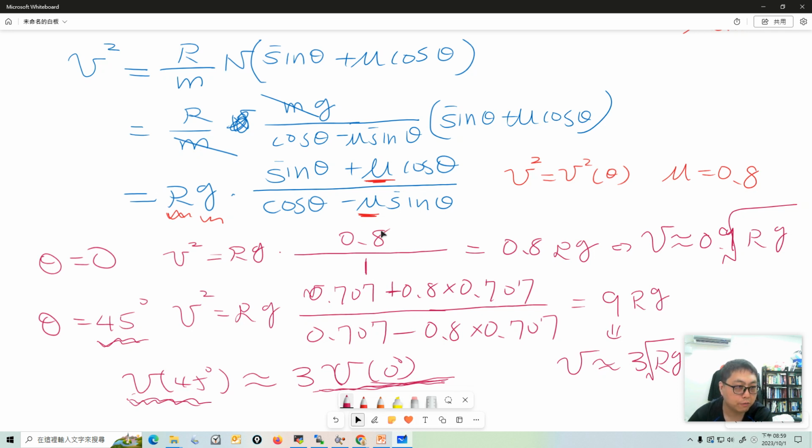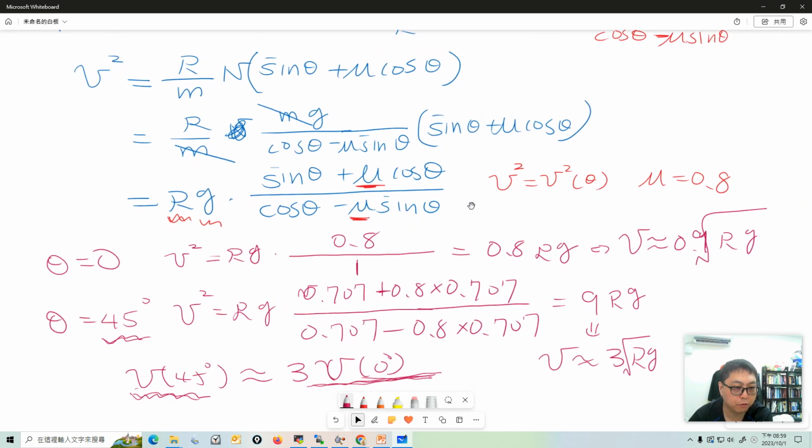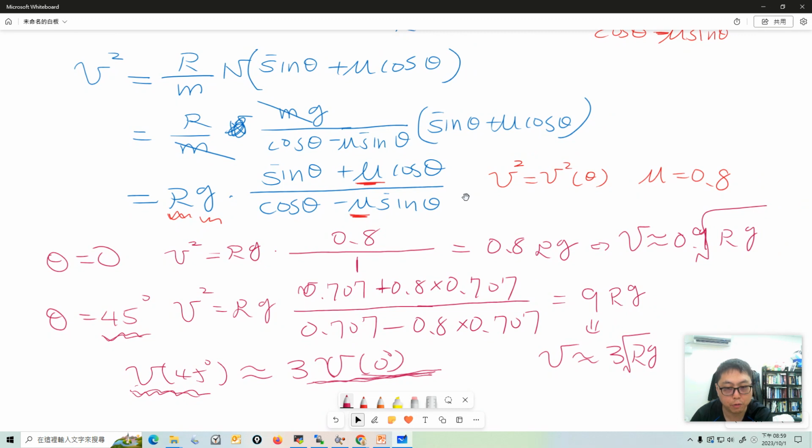Okay, so this is also a very simple application of Newton's second law. I hope this gives you more understanding of Newton's second law combined with uniform circular motion and friction. So it's a combination problem. Okay, so this is pretty much about the video.